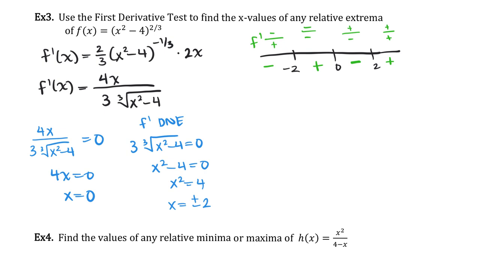X value of any extrema. So let's determine which of these are relative minimum or maximum. So at negative 2, f prime changes from negative to positive.